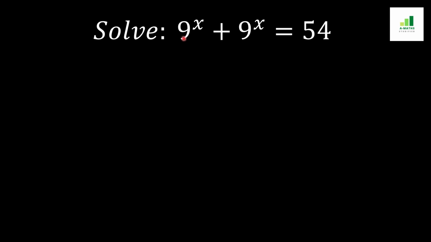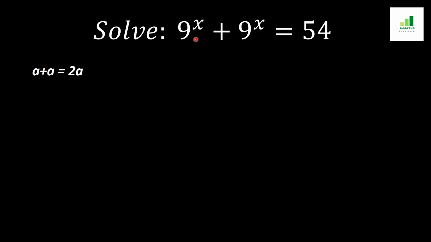Our given question is 9^x + 9^x = 54, and we should solve this question for x. In order to solve this, first we should apply the basic rule of algebra: if two variables are having the same value, they can be added. It means that a + a = 2a.